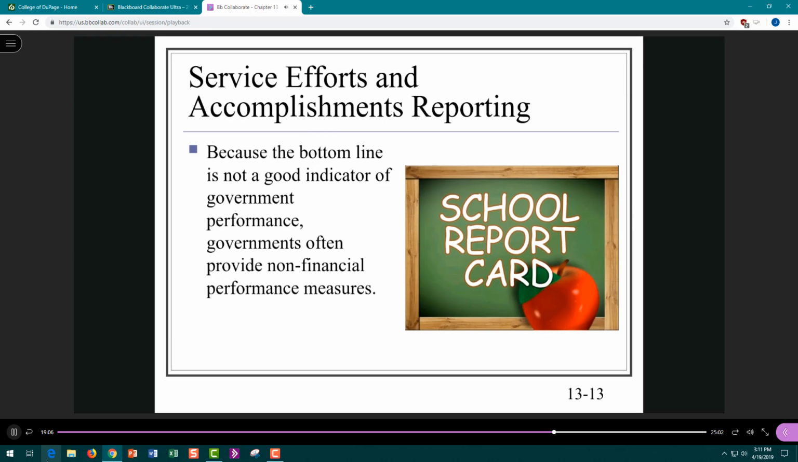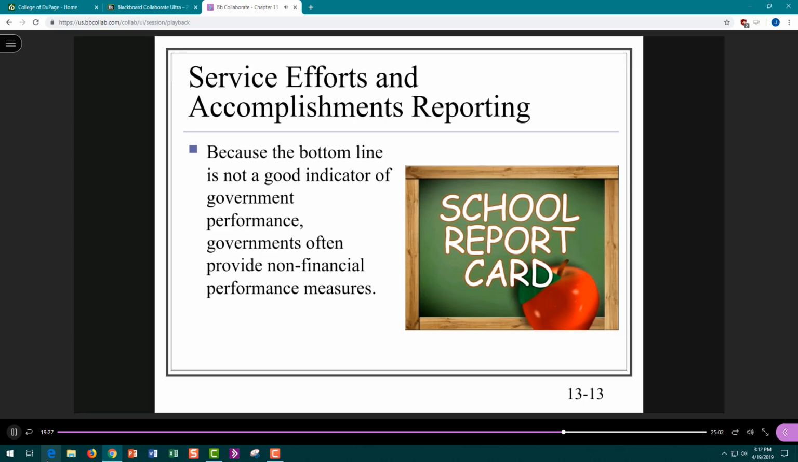Okay, that covers the basics of financial ratios. Now we'll spend a few minutes here talking about service efforts and accomplishments. This is an area that is endorsed by the GASB, the Governmental Accounting Standards Board. However, it's not required. There's no required service efforts and accomplishments.